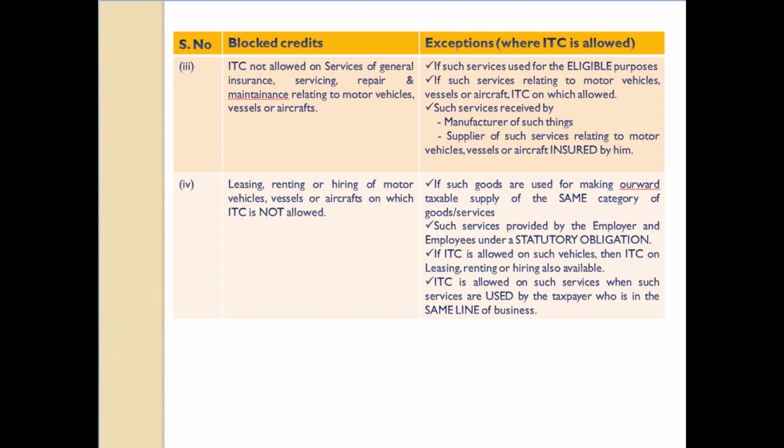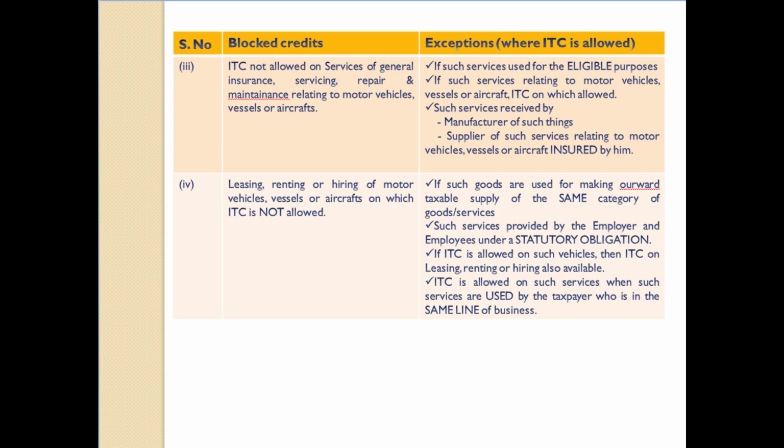And also ITC on services like general insurance, servicing of vehicles and repairs and maintenance relating to the motor vehicles or aircraft or vessels will be blocked, unless such services relate to the motor vehicles on which ITC is allowed, and if such services are received by the manufacturer or the supplier of such services.